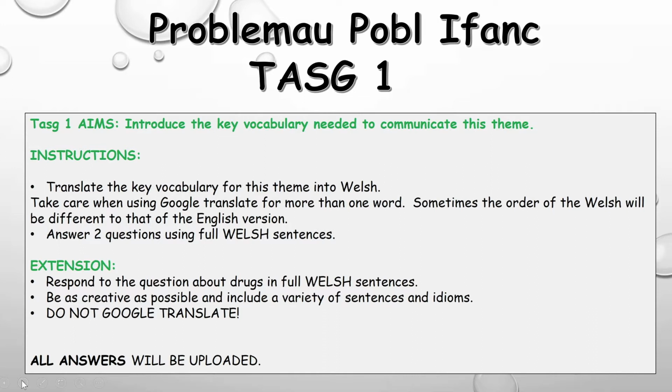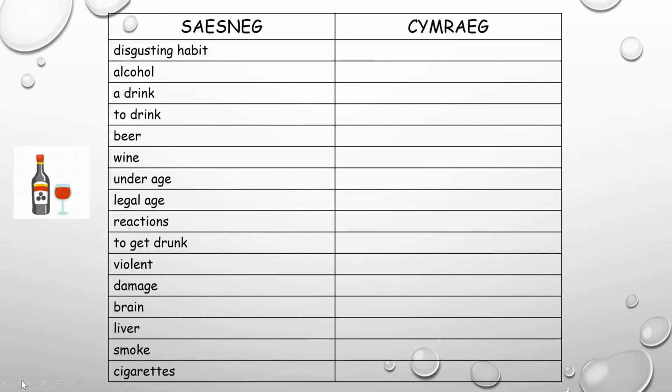The aim of this task is to introduce the key vocabulary needed to access this topic. The first exercise is to translate the English into Welsh. Some of them will be familiar to you, therefore focus on your spelling as you recall them from memory. If there are new words in the list, we suggest you use Google Translate, but take care when using Google Translate to translate more than 1 word.